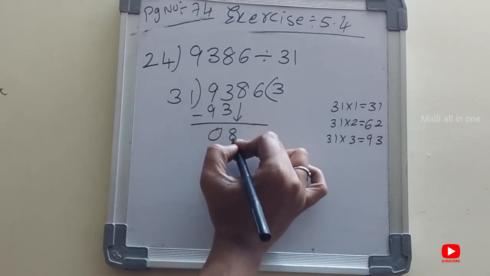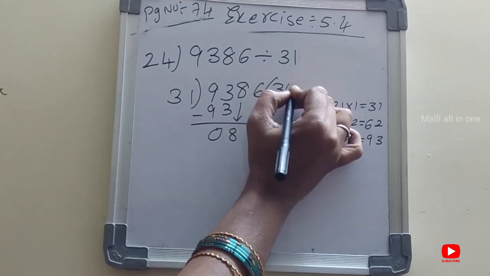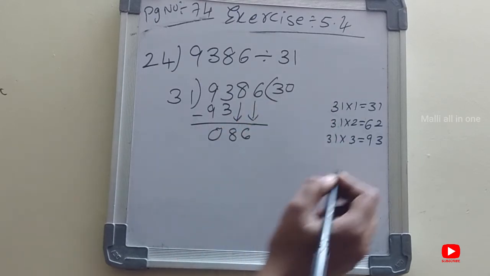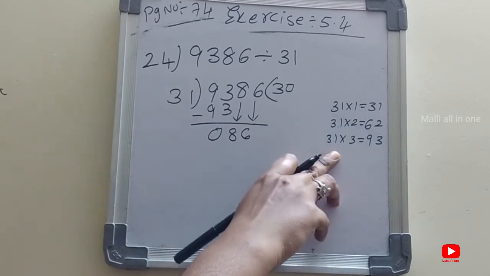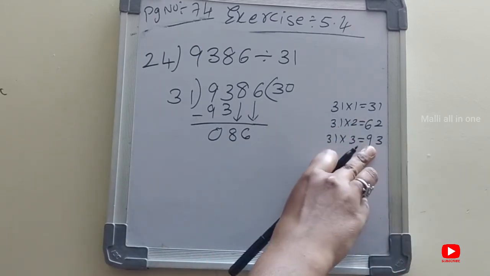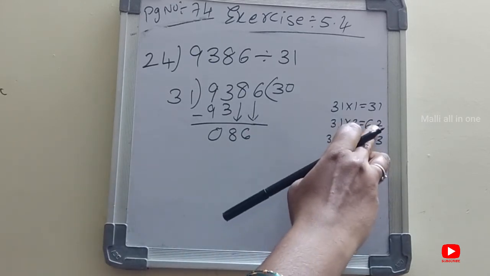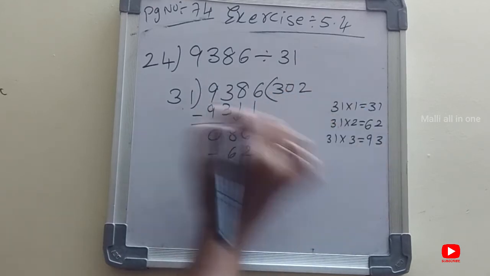Now 8 will come down. When you are not able to do it with that one digit, we have to take one more number down. So 0 you have to maintain here, 86. In the 86, observe children, 86 does not come in the 31 table. But 93 is big, 86 is small. So we should take the smaller number, 62 here. 62. So 31 twos are 62.